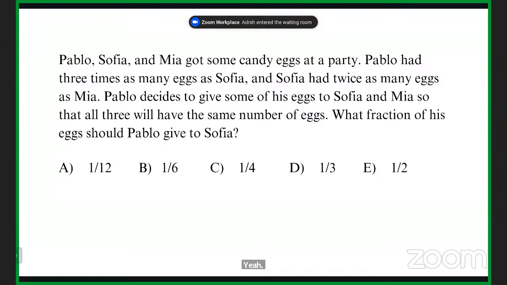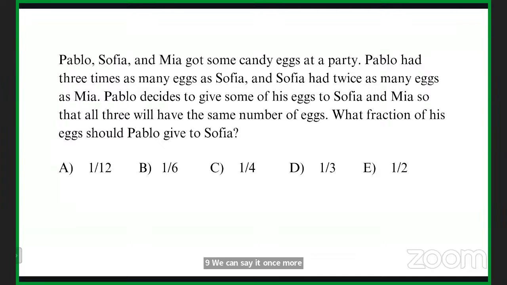And to distribute them equally, ma'am, then each of them must have, what we can say, 9x. Sorry, 9 not. You can say it once more. Hello, please say it once more. Ma'am, the sound is echoing.